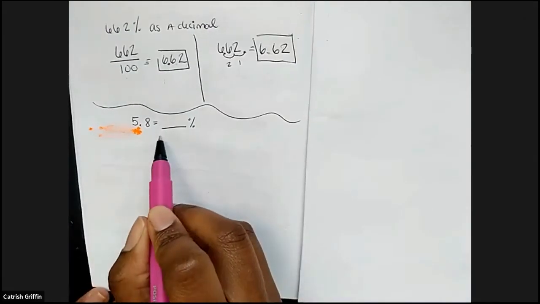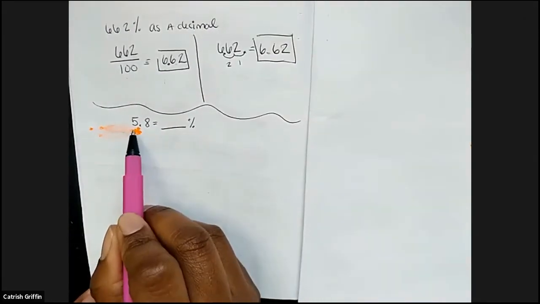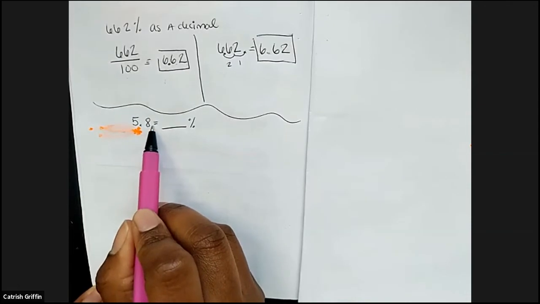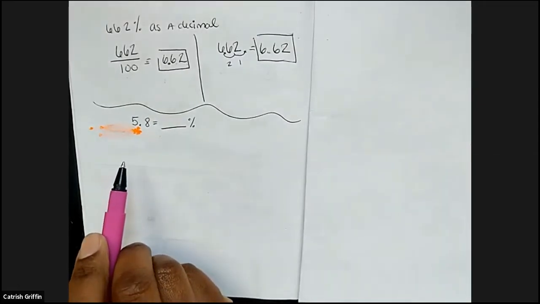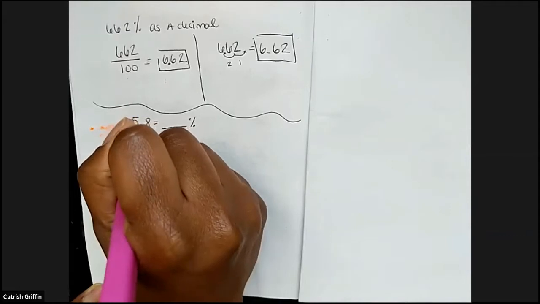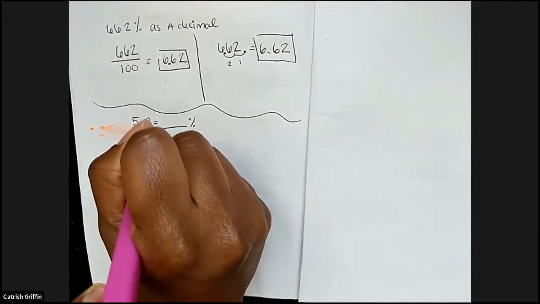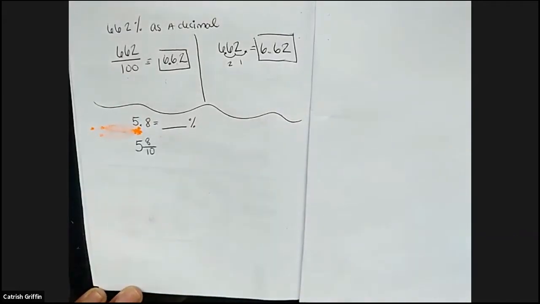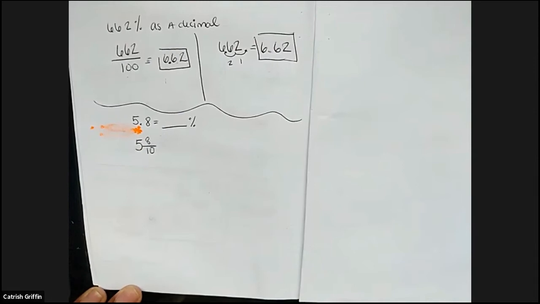So my tip to you all was to write 5 8/10 as a fraction, and you write it the same way that you read it. So the 8 is in the tenths place, so then I would write it as 5 8/10. Now I need to take this and turn this into a percentage. So it needs to turn into a fraction that has a denominator of 100.